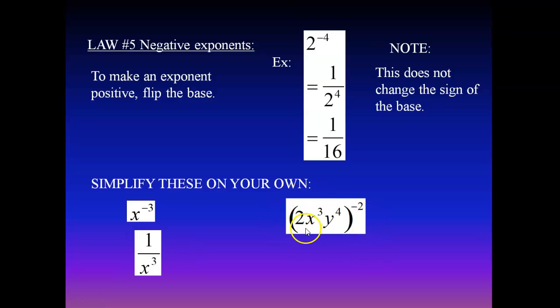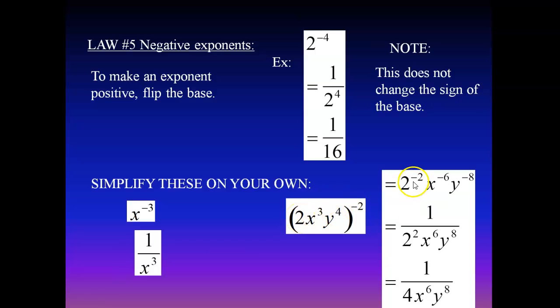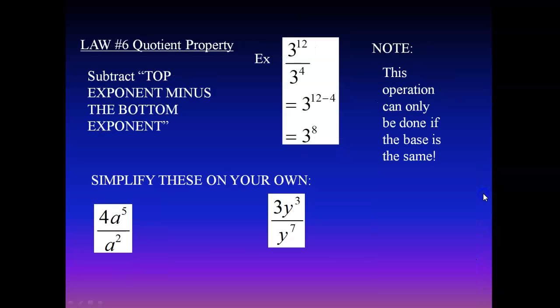Flip the base here, but before we do, we have to distribute the exponent. That becomes 2 to the negative second power, x to the negative 6, y to the negative 8. And when you flip each of those bases, we get 1 over 2 to the second power, 1 over x to the sixth power, 1 over y to the eighth power. And then simplifying further, here is our answer.